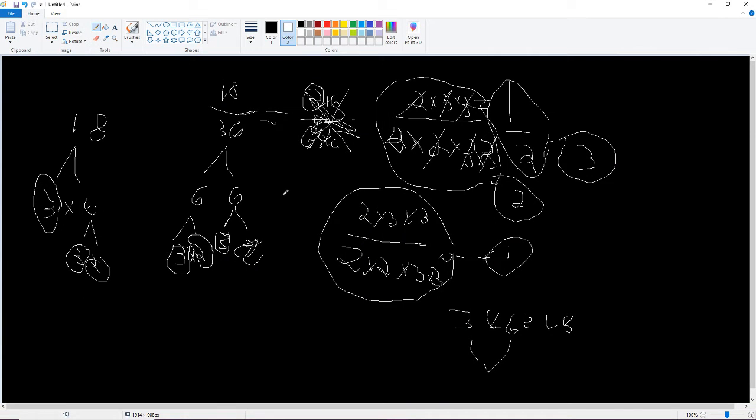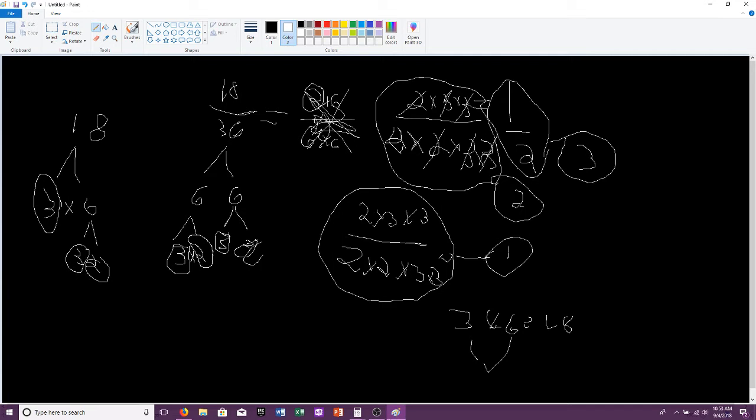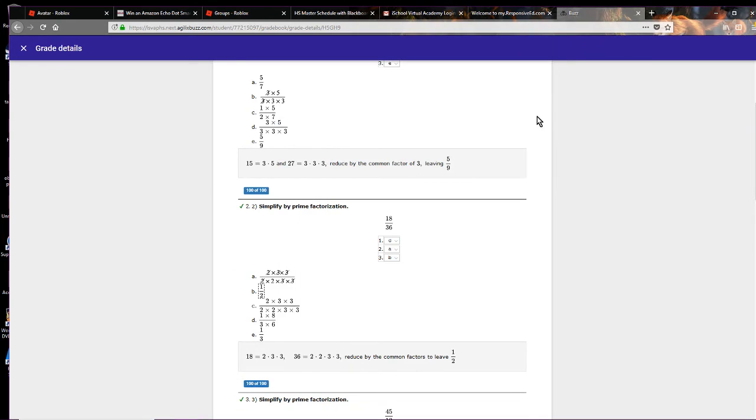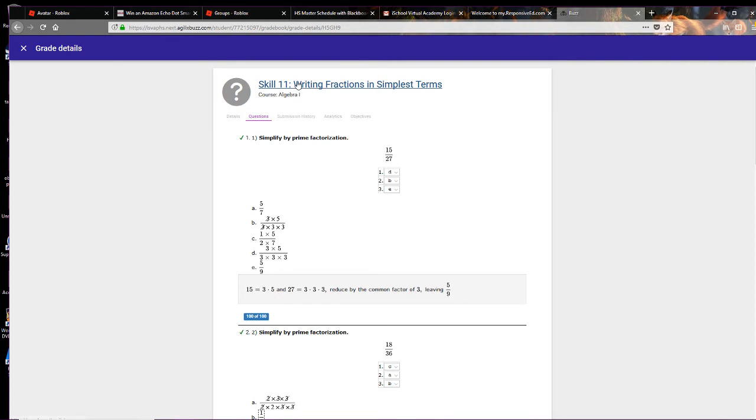And just a summarization, this is all the stuff. This is first, second, third. Oh, that hurt your eyes. This is what we did. Prime factorization. Need to clarify again. Writing fractions in simplest terms. Skill 11.